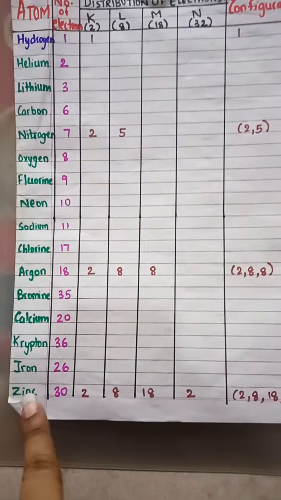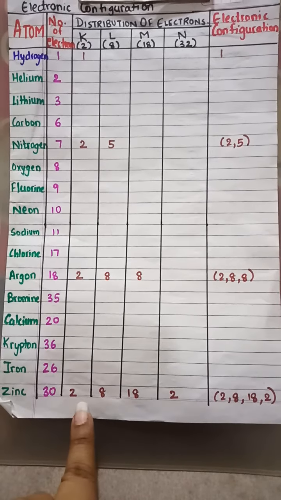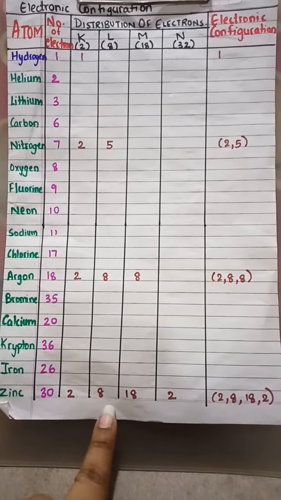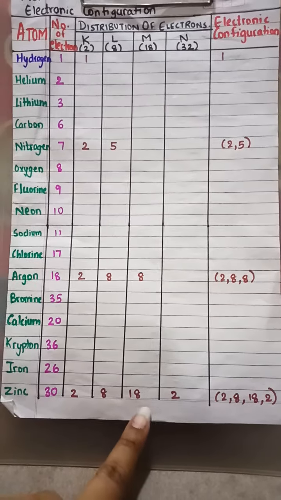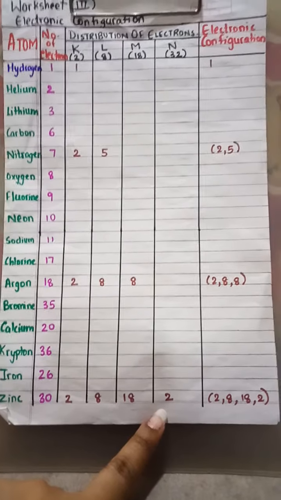Next, I am doing the example of zinc. You can see 30. Capacity of K is 2, already filled. Capacity of L is 8, already filled. Capacity of M is 18, already filled. The remaining 2 are in the N.